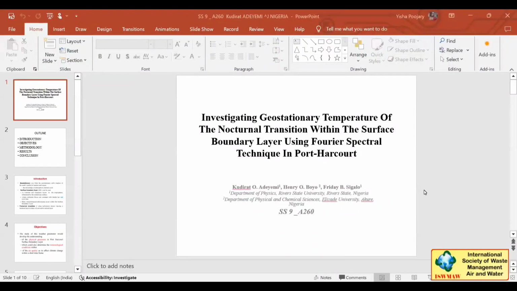Nocturnal transition within the surface boundary layer using Fourier spectral technique in Port Harcourt.